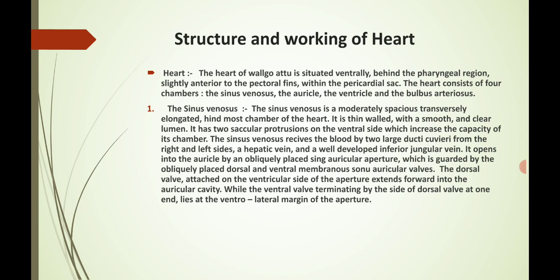The sinus venosus receives the blood by 2 large ducti Cuvieri from the right and left sides, a hepatic vein and a well-developed inferior jugular vein. It opens into the auricle by an obliquely placed sinu-auricular aperture, which is guarded by the obliquely placed dorsal and ventral membranous sinu-auricular walls. The dorsal wall attaches on the ventricular side of the aperture and extends forward into the auricular cavity, while the ventral wall, terminating by the side of the dorsal wall at one end, lies at the ventrolateral margin of the aperture. This is the sinus venosus.